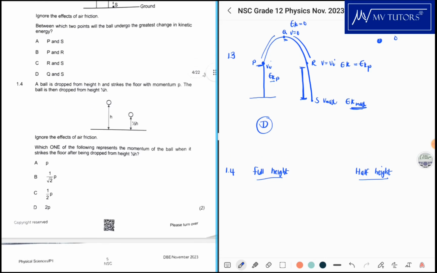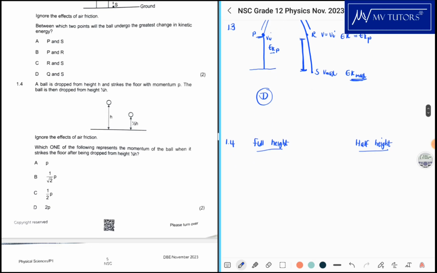Okay, now it says ignore the effects of air friction. Which one of the following represents the momentum of the ball when it strikes the floor after being dropped from half the height? Okay, we're going to look at these scenarios differently. So we have the full height. Okay, so with the full height, momentum, what is momentum? Momentum is just mass times velocity. Now, how does height get in?